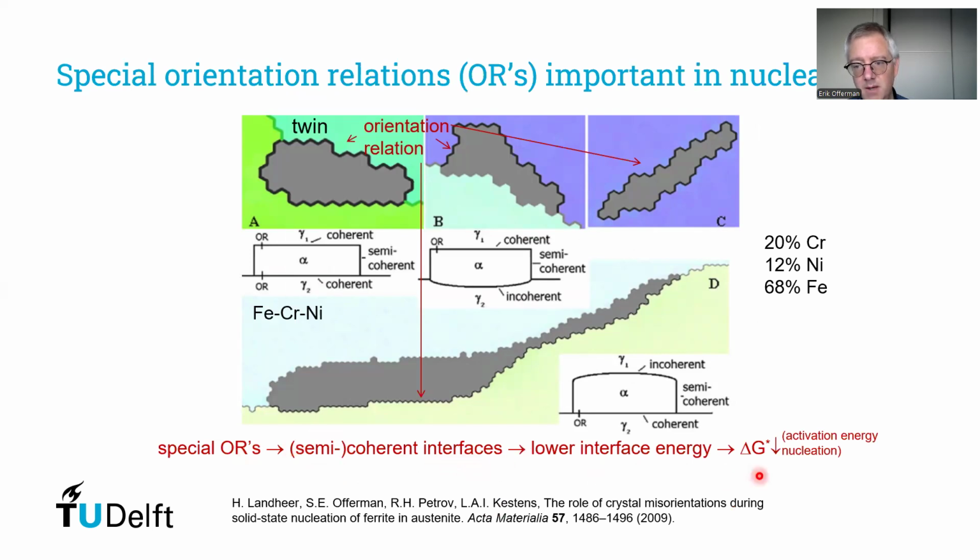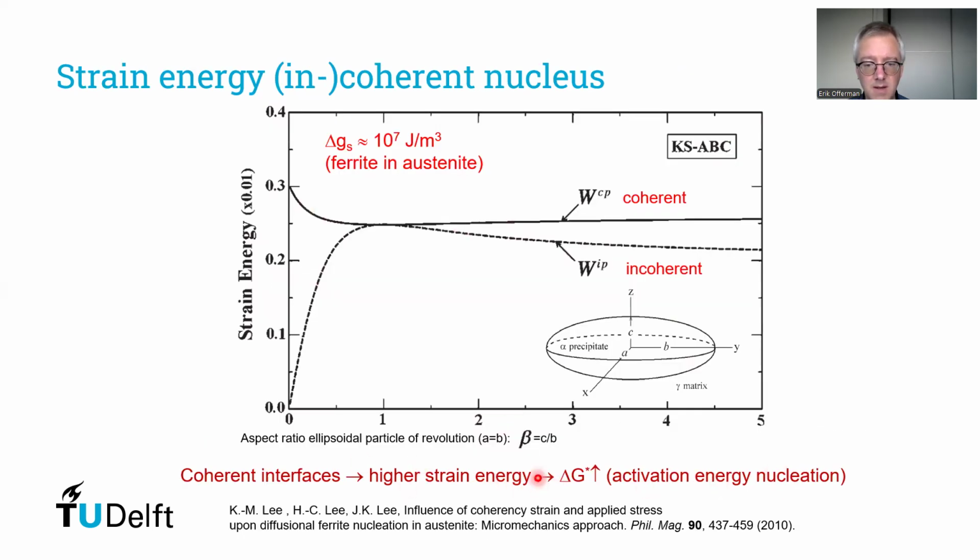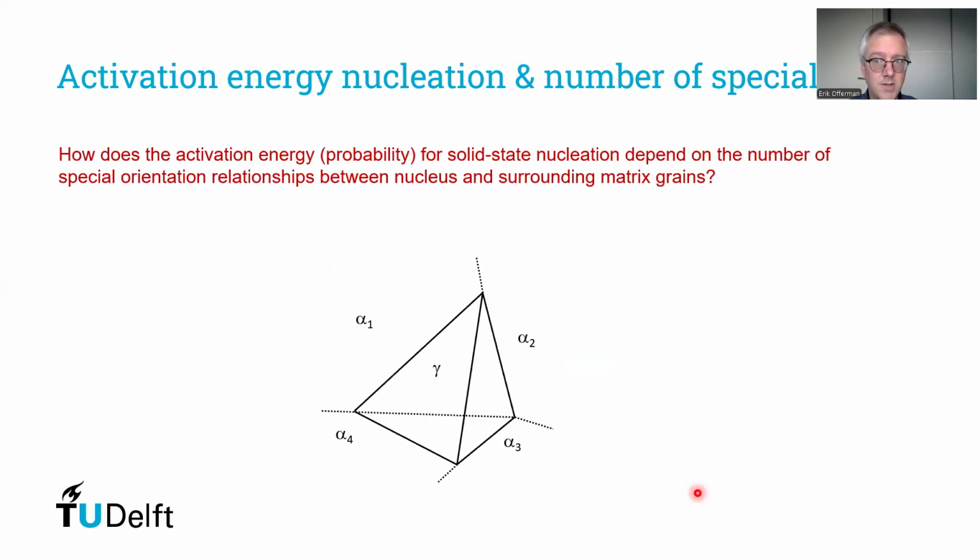So on the one hand, coherent interfaces may help in reducing the barrier for nucleation. On the other hand, higher strain energy may actually increase the activation energy for nucleation. So we asked ourselves the question, how does the activation energy for solid state nucleation depend on the number of special crystallographic orientation relationships between the nucleus and the surrounding matrix grains?